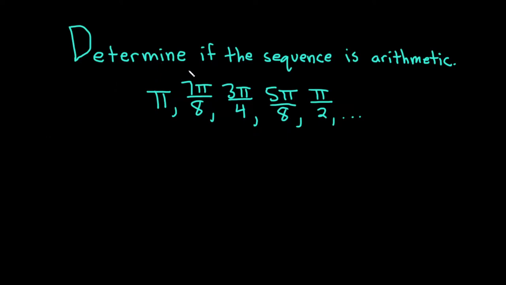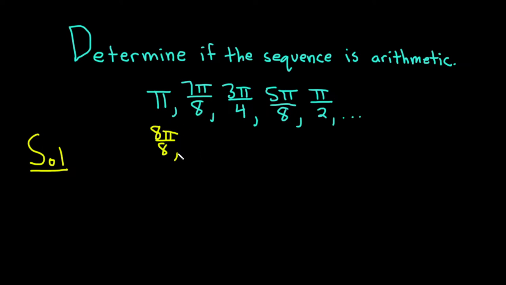So our question says, determine if the sequence is arithmetic. So let's work through it. Solution. Our sequence is pi, 7 pi over 8, 3 pi over 4, 5 pi over 8, pi over 2, and then these three dots indicate that it keeps going forever. So let's think about it. How do you get from pi to 7 pi over 8? Well, you can think of pi as 8 pi over 8. And you see, to get to 7 pi over 8, you just subtract pi over 8.